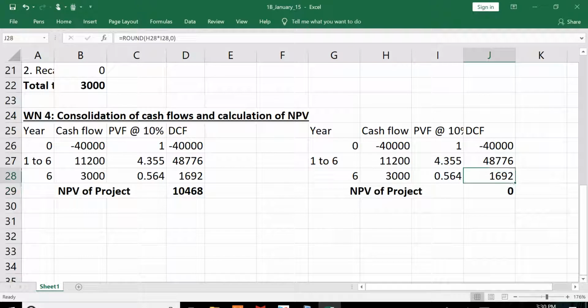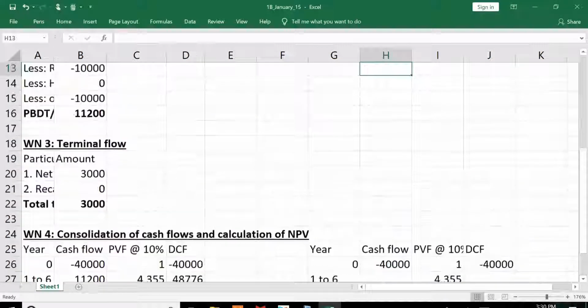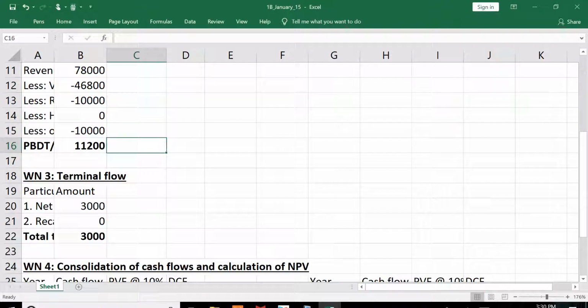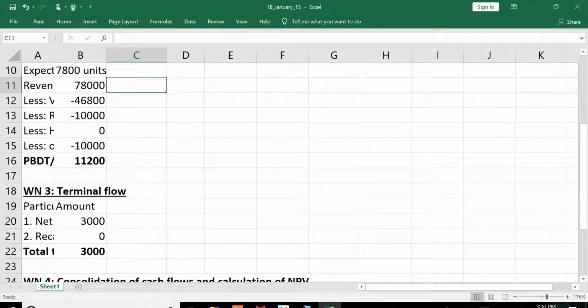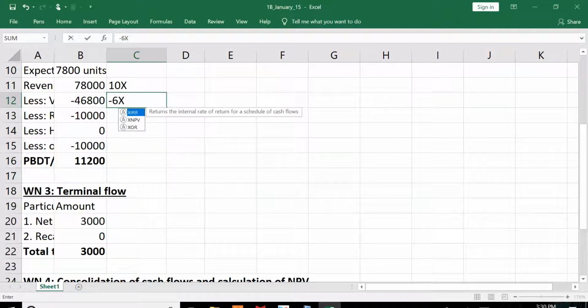You can fill a figure here. You need an NPV of 0. After getting this number, you will go back here saying that you don't need 11,200, you need something else now. This will be 10,000, 0, 10,000. Your revenues will be 10x and variable cost will be 6x.